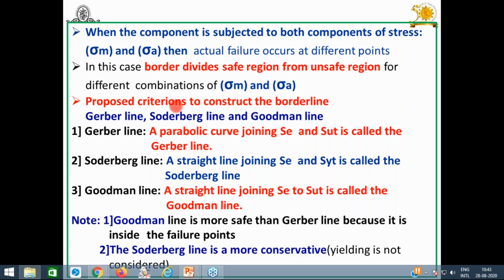And for that purpose, the criteria are the Gerber line, Soderberg line, and Goodman line. I have already explained. Gerber line means a parabolic curve joining Se and Sut. Soderberg line means a straight line joining Se on the y-axis and Syt on the x-axis. Goodman line is also a straight line, again Se on the y-axis and Sut on the x-axis, and is called the Goodman line.